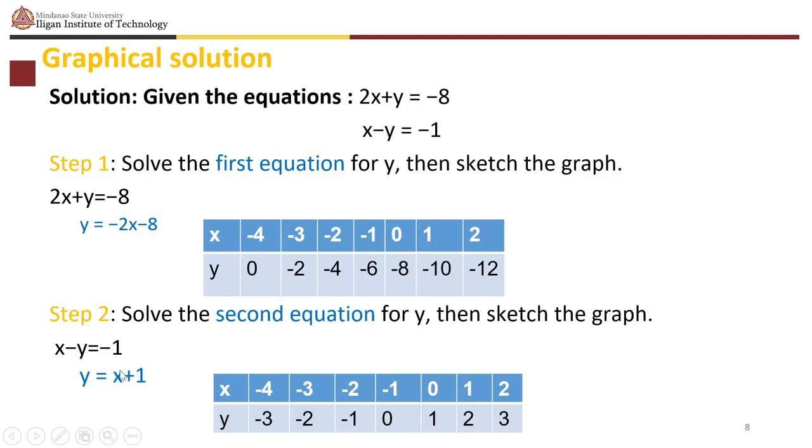And then when x is equal to 0, you will have 0 plus 1, which gives you 1. When x is 1, 1 plus 1 gives you 2, and when x is equal to 2, you will have 2 plus 1 equals 3. So we're going to make use of these values to sketch the graph.